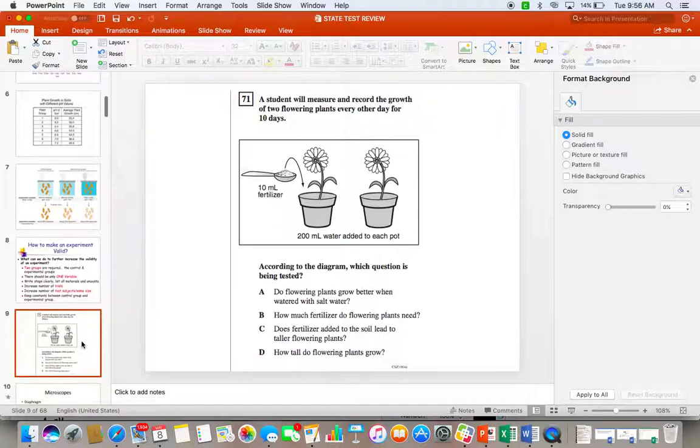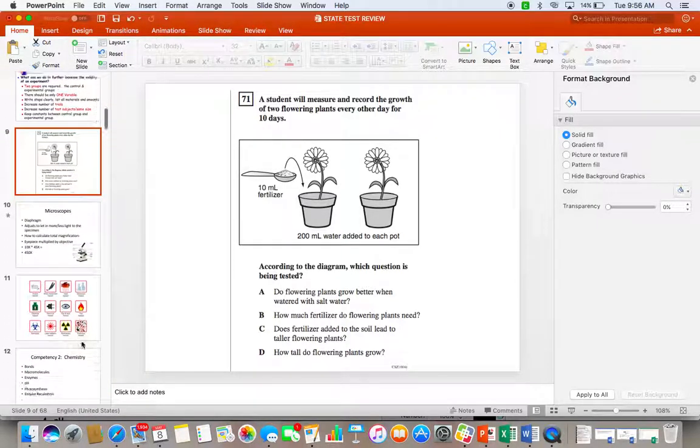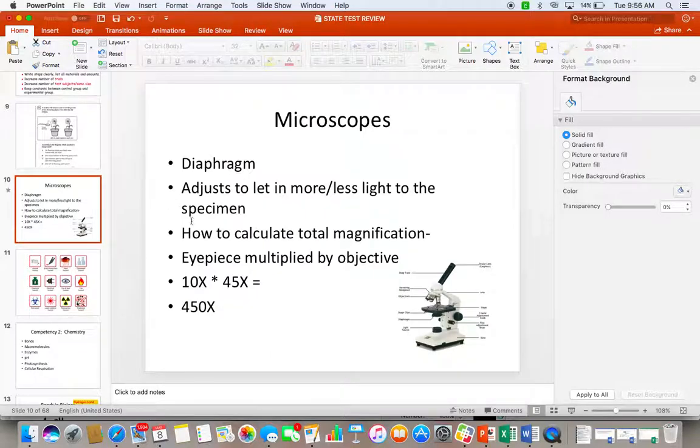So just keep those things in mind when you're looking at your experiments. Don't forget about microscopes. And the part of the microscope that everyone seems to not understand is what the diaphragm is. The diaphragm is located right under here, kind of where my pointer is. It's the part that adjusts the amount of light that's coming into the specimen.